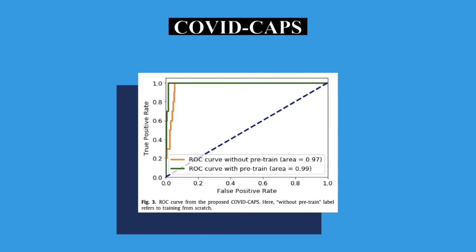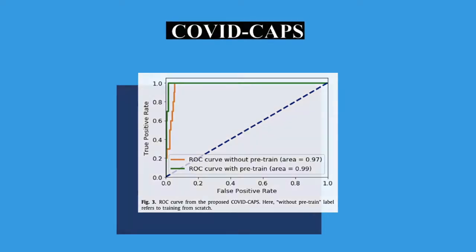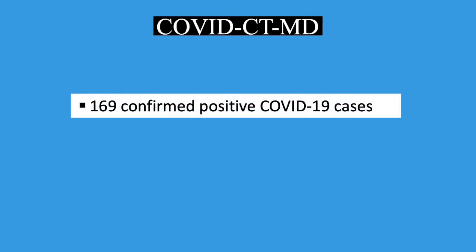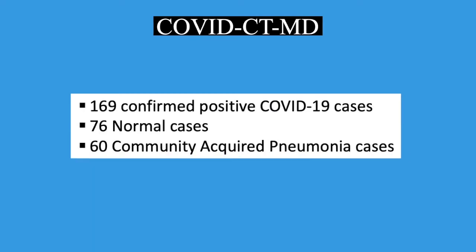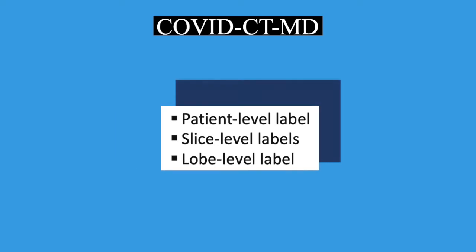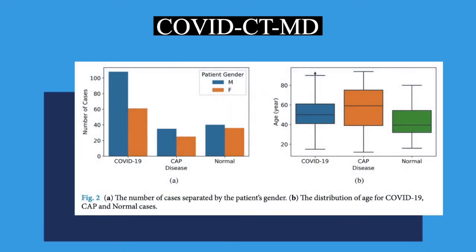To facilitate the application of machine learning and deep neural networks for COVID-19 diagnosis, we designed the COVID-CT-MD dataset. The dataset consists of 169 confirmed positive COVID-19 cases, 76 normal, and 60 community-acquired pneumonia cases. The dataset is specifically designed with patient-level, slice-level, and lobe-level labels. Moreover, the whole CT volume is available. The distribution of the patient's gender and age is represented in the following graphs.